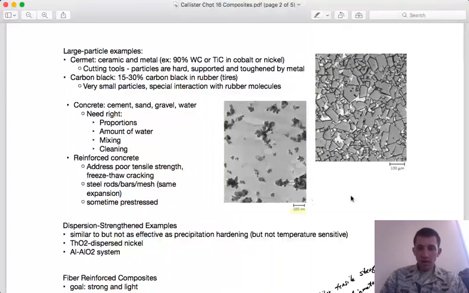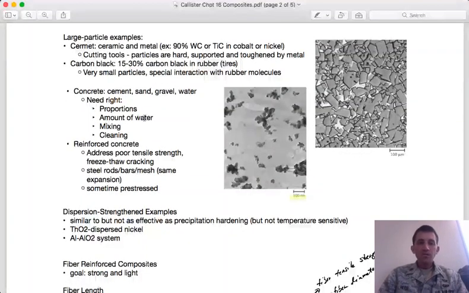If you look at the length scales of these two micrographs here, you see that for the cermets we're talking 100 microns. For the carbon black, we're looking at 100 nanometers. So this is 1,000 times higher magnification, and we're getting much closer to interacting on an atomic level with the carbon black than with the cermet.